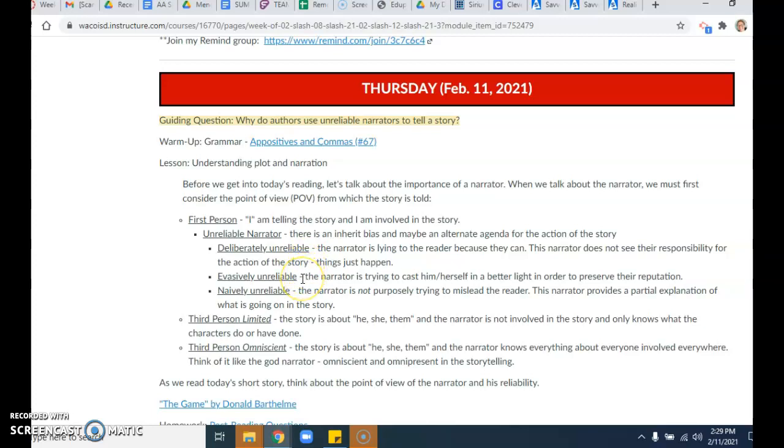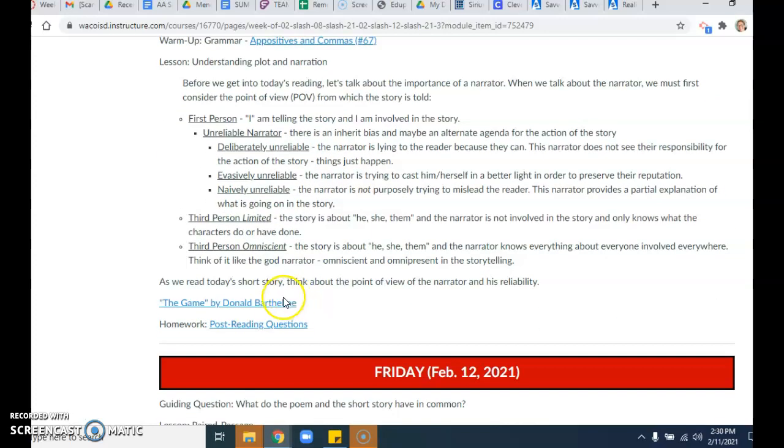The next one is evasively unreliable, which means they're still lying, but they're doing it so that they look better. So maybe they've done something and they're trying to explain why they've done it, okay? And then the third one is naively unreliable, which means they're not doing it on purpose, but there's only partial truths to what's going on, all right? So this one is they're biased, but they're not doing it on purpose, whereas these two are just flat out misrepresenting what happened, okay?